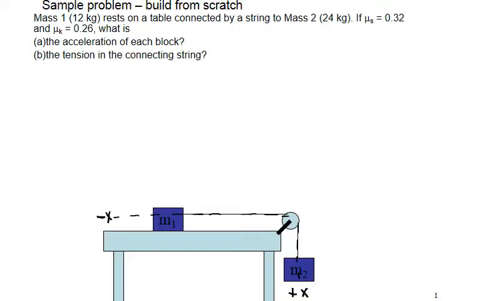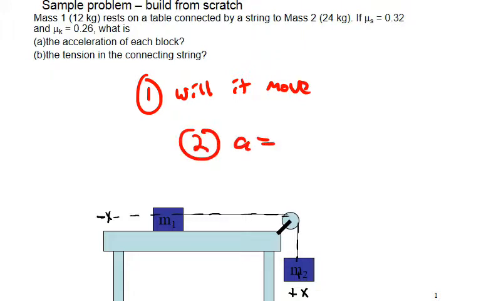Okay, so on this one, we have some different values of friction. The first thing you want to do is figure out, will it move? And then if it will, go ahead and figure out what the acceleration of the system is and what the force of tension is for the system. So go ahead and try to work this completely from scratch. Don't look at the previous one if you can help it. Try to do it all from scratch, and then you can hit play when you're ready.